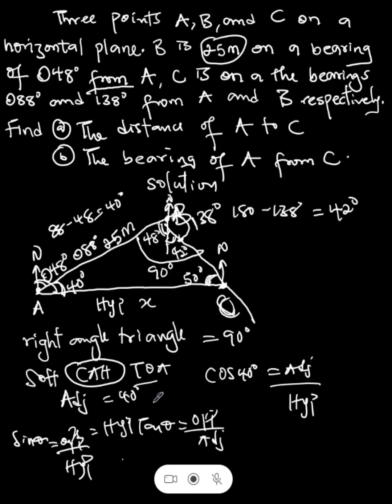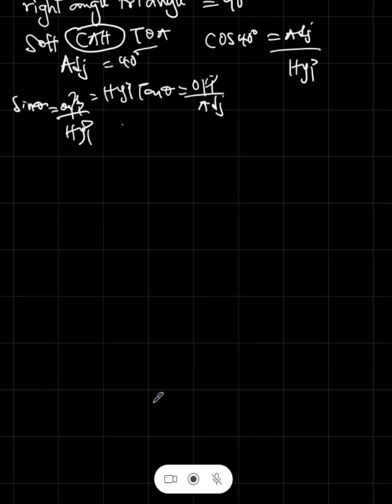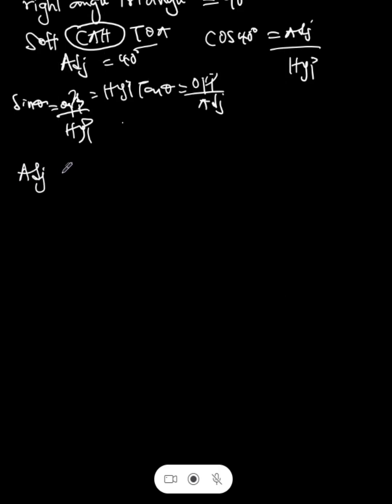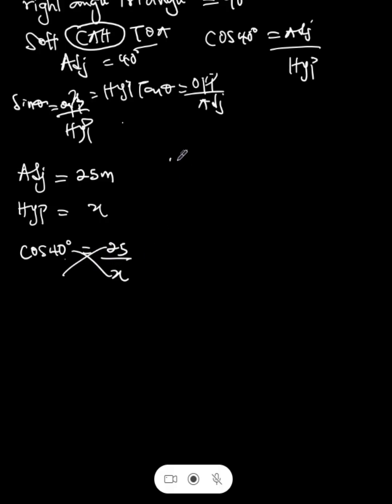Cos 40 degrees, where we know that our adjacent is 25 meters, and the hypotenuse is what we are looking for, which is X. So we can then say that cos 40 degrees is equal to adjacent, which is 25, over hypotenuse, which is X. So if you cross multiply, we would have X cos 40 equal to 25.